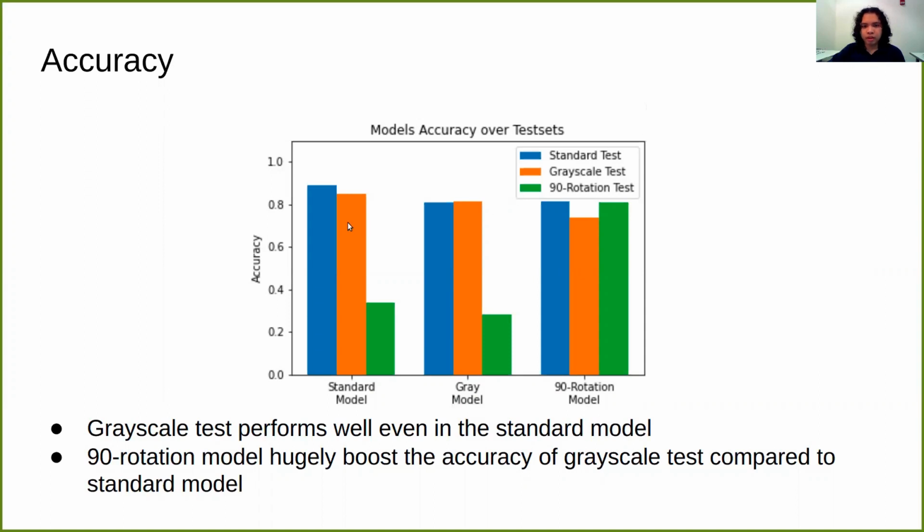Looking at this accuracy chart, we can observe that the grayscale test set performed pretty well in the standard model already. However, after testing it again in the augmented model, it doesn't increase the accuracy, but even decreases the accuracy. One explanation for this is that now the training data is bigger, so it is more difficult for the model to generalize the data. However, in the natural rotation test sets, it performed pretty badly in the standard model. After data augmentation, it boosts the accuracy to 0.8, which is very beneficial for us.